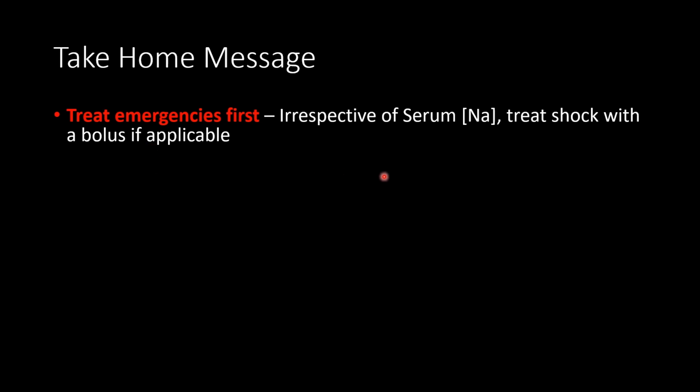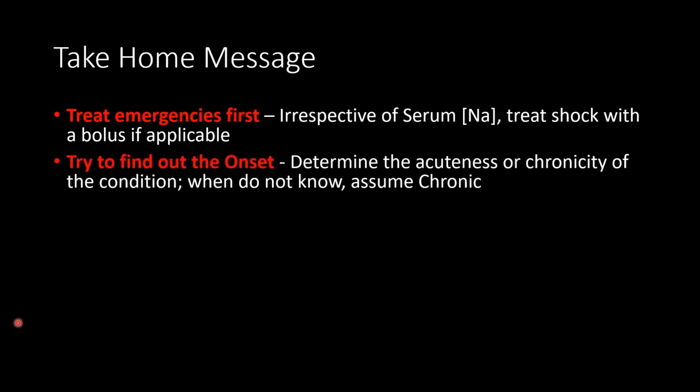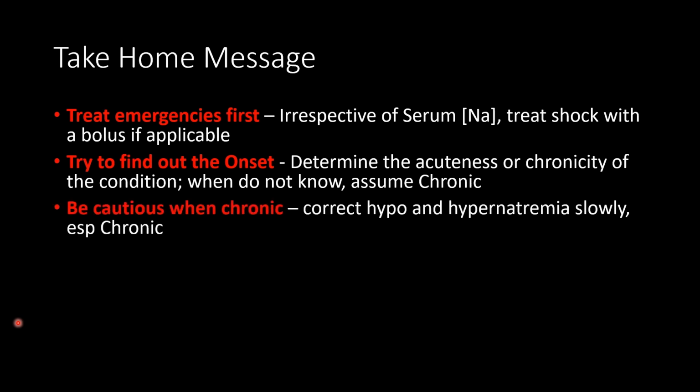Try to find out the onset. Determining the acuteness or chronicity of the condition will guide you how to manage and how rapidly you have to manage the condition. And whenever you don't know whether it is acute or chronic, always assume chronic, because the rapid correction of chronic hyponatremia or hypernatremia can have devastating complications like osmotic demyelination syndrome. Be cautious when chronic. We have to correct it slowly, especially when it is chronic.